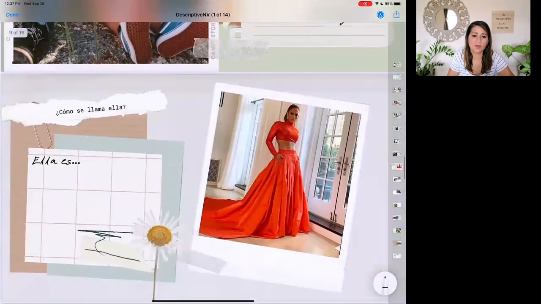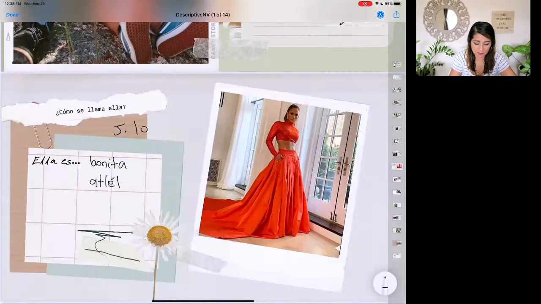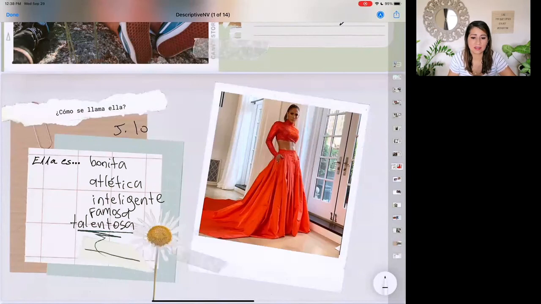Okay. ¿Cómo se llama ella? ¿Ustedes saben cómo se llama ella? Ella se llama Jennifer López. Ella es Jennifer López. O ella es J-Lo. Ella es bonita. Ella es atlética. Inteligente. Famosa. Another word that I could use to describe her, talentosa. She's talented. Ella es talentosa. Ella es bonita, atlética, inteligente, famosa y talentosa.